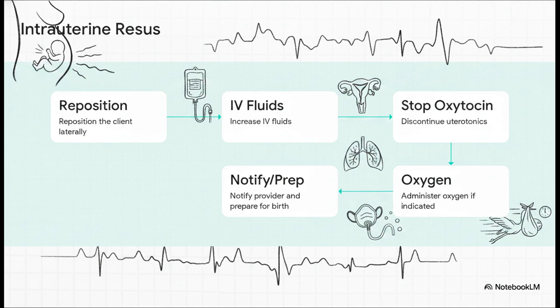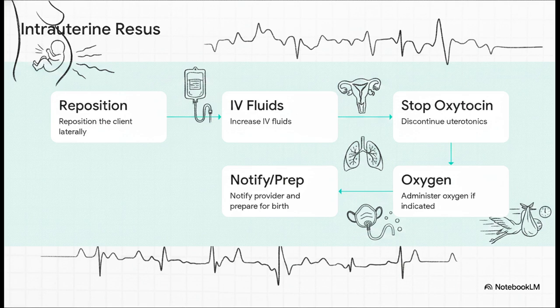Step 1. Reposition the client laterally. This relieves vena cava or cord compression and gets that blood flowing again. Step 2. Push an IV fluid bolus to correct any maternal hypotension and boost that intravascular volume. Step 3, and this is huge, discontinue oxytocin or any uterotonics immediately.